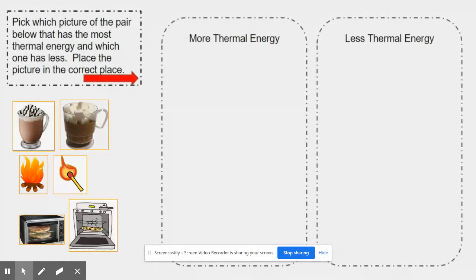This is what your assignment will be today. The instructions say to pick which picture of the pair has the most thermal energy and which one has less thermal energy. You're going to sort these pictures into the correct category. So you're thinking, which object has more thermal energy? Which one is hotter? Which object has less thermal energy? Which one is colder? Happy learning!